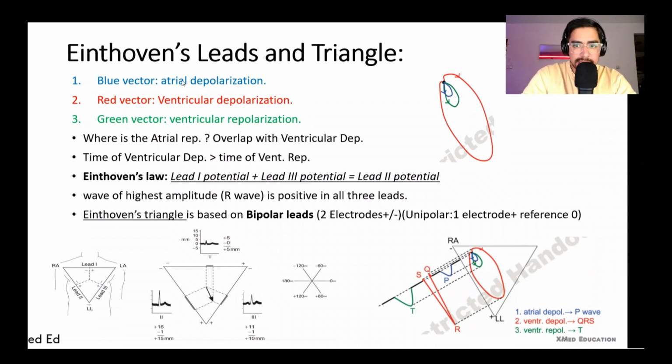So the Einthoven leads, which are called lead 1, 2, 3 in this shape, like the Greek triangle type, I don't know if it, yeah, it's Greek type. So they call it Einthoven leads. Let's go and see more.